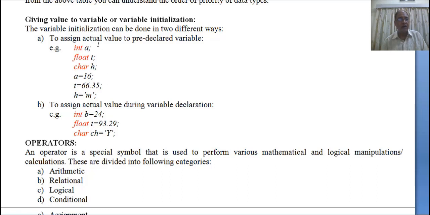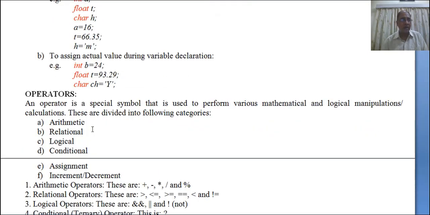So this is one way of assigning the values while declaring. This is another way of assigning the values: first declare the variable separately and then assign the values separately. Here we are doing both together directly.